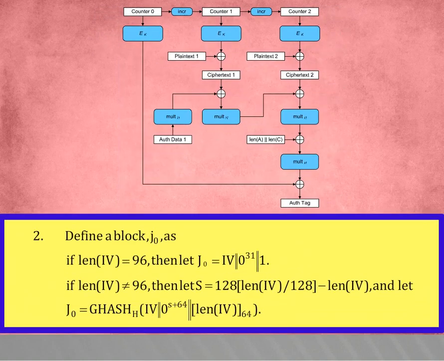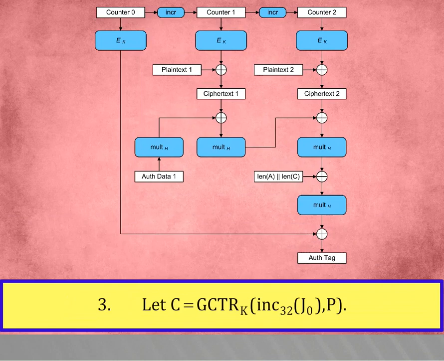Define a block J0 as follows. If len iv is equal to 96, then let J0 be equal to iv concatenated with 0 power 31 concatenated with 1. If len of iv is not equal to 96, then let s be equal to 128 times the ceiling of len iv divided by 128, minus len iv, and let J0 be equal to g hash h of iv concatenated with 0 power s plus 64 concatenated with len iv 64. Let c be equal to gctr k of inc 32 of J0, p.